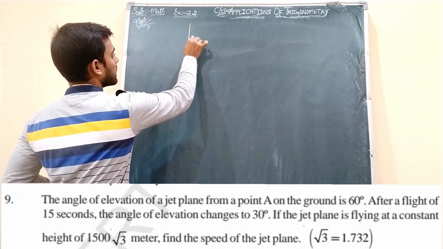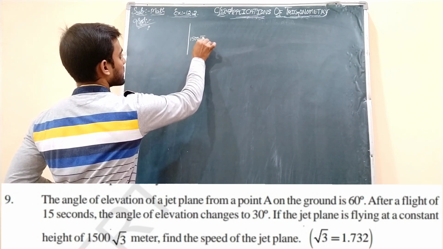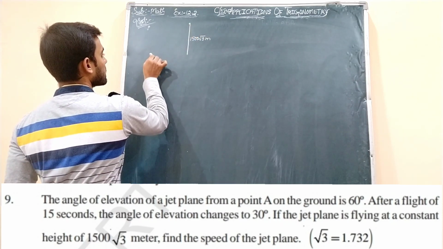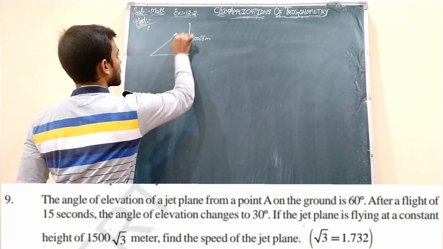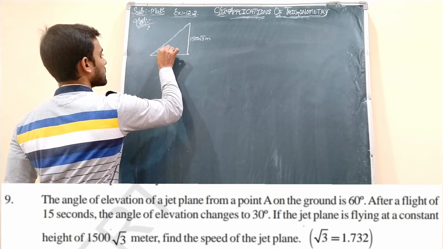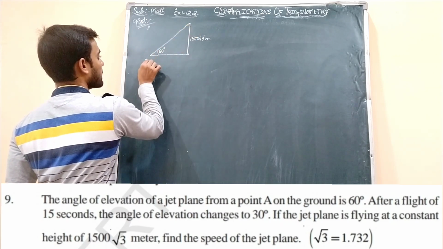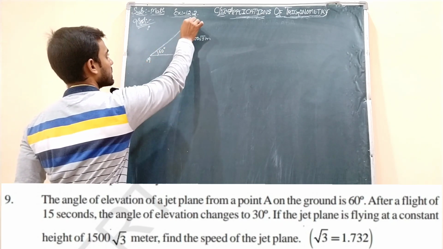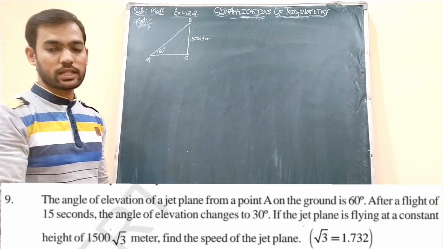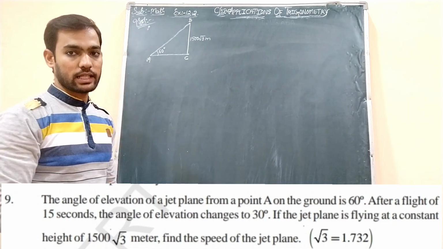This is 1500 root 3 meters height, students, and here is a jet plane. The jet plane is observed from a point A on the ground, and the angle of elevation is found to be 60 degrees. Okay students, let us take BC as the height at which the jet plane is initially.